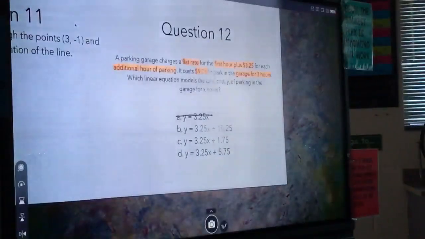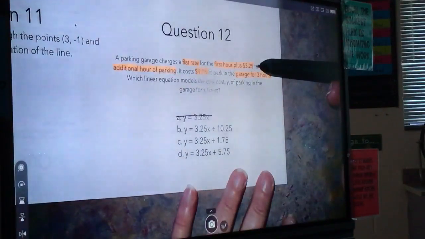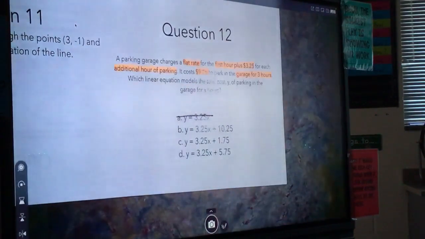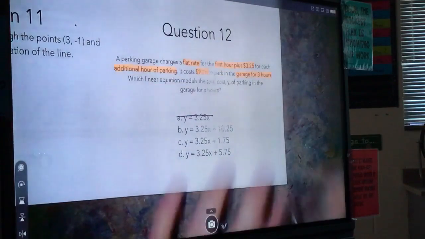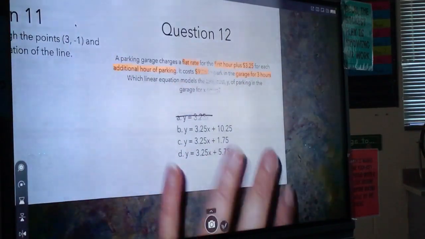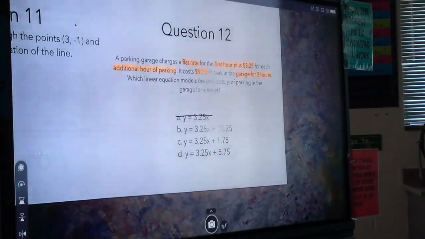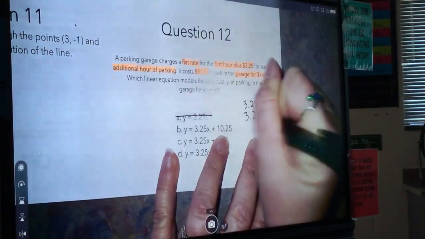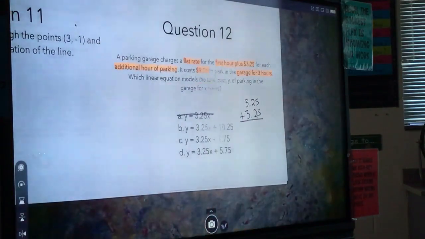So we know how much it is for 1 hour. It's $3.25. We know how much it was for 3 hours. So what can we do with the $3.25 and the 3 hours? Add them together. So you're going to add $3.25 together. Why? What does the $3.25 represent? 1 hour. So I'm adding, because remember, I'm trying to find out how much for 1 hour, right?